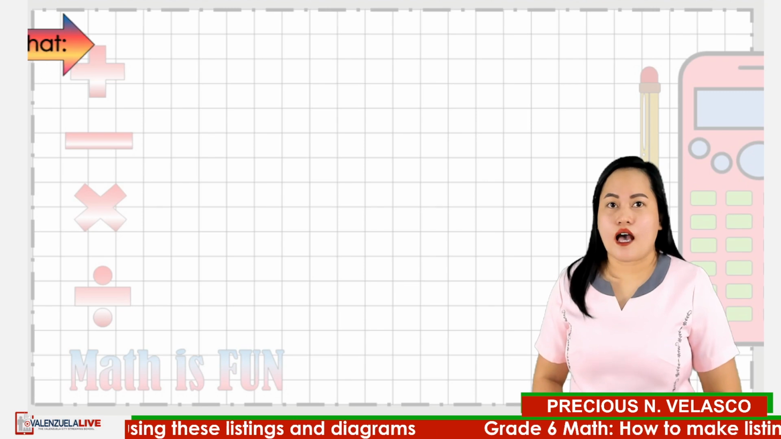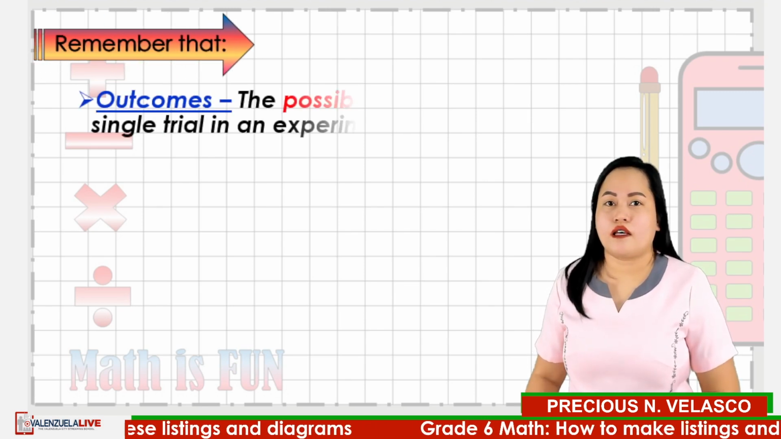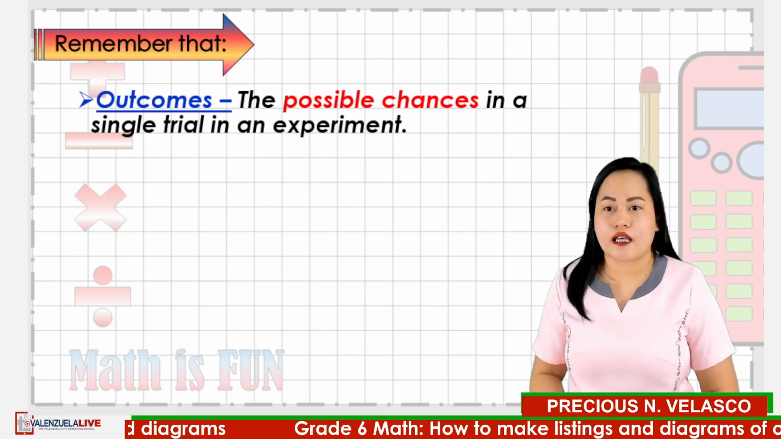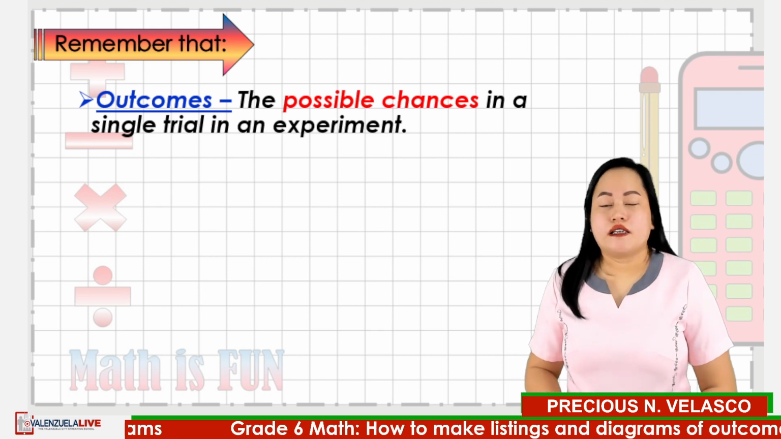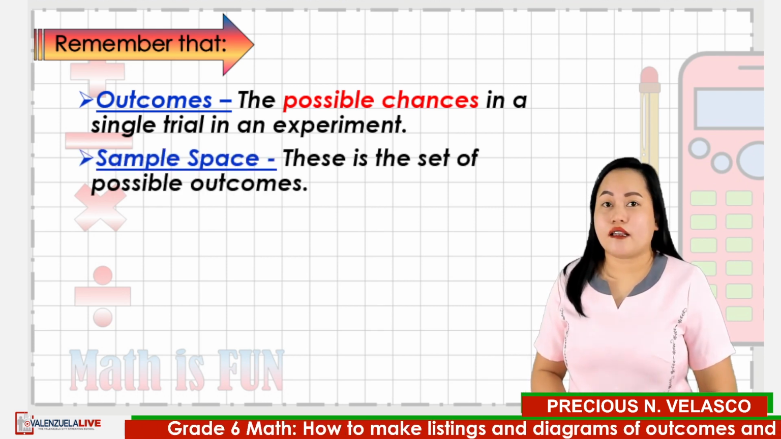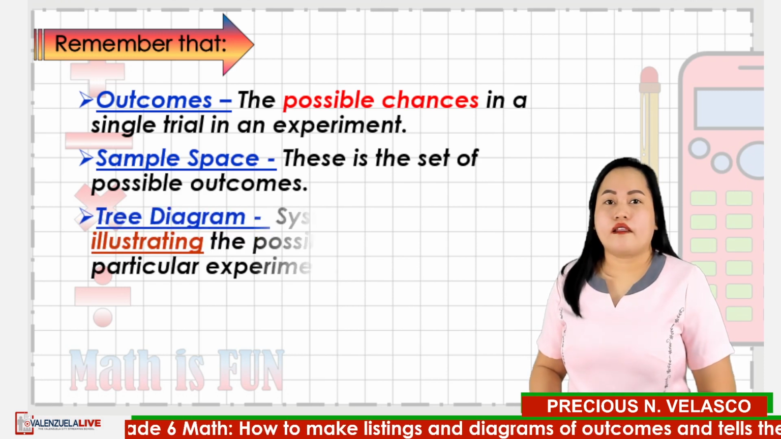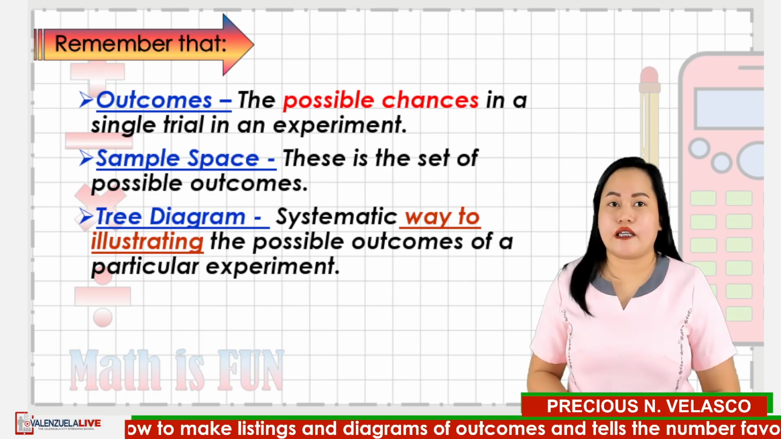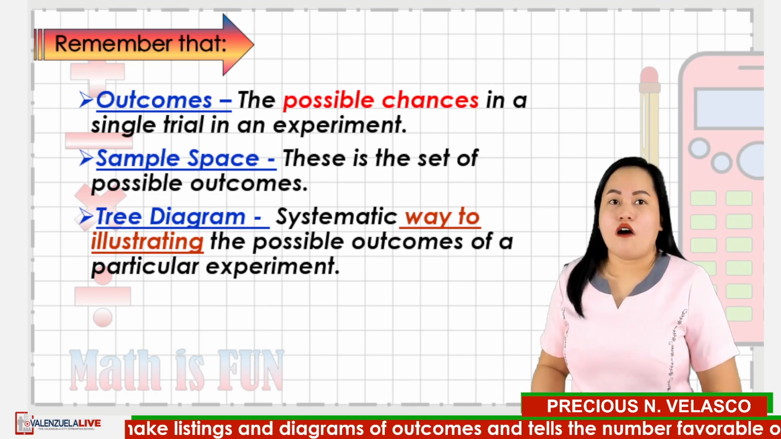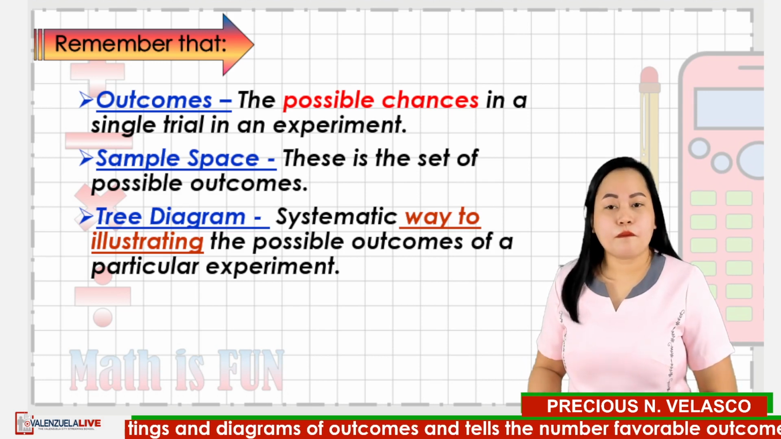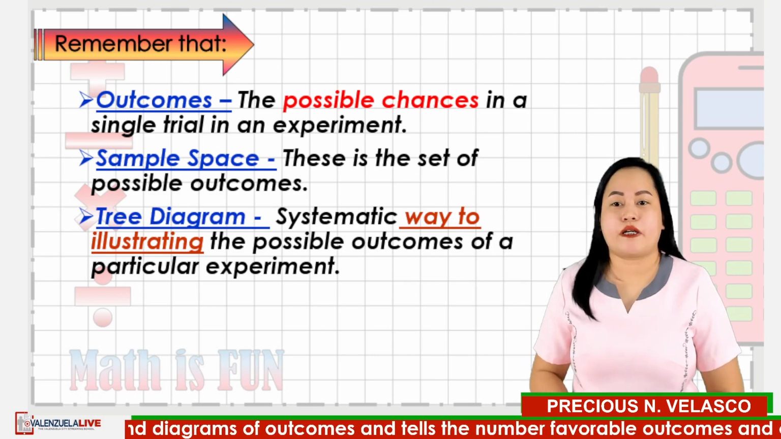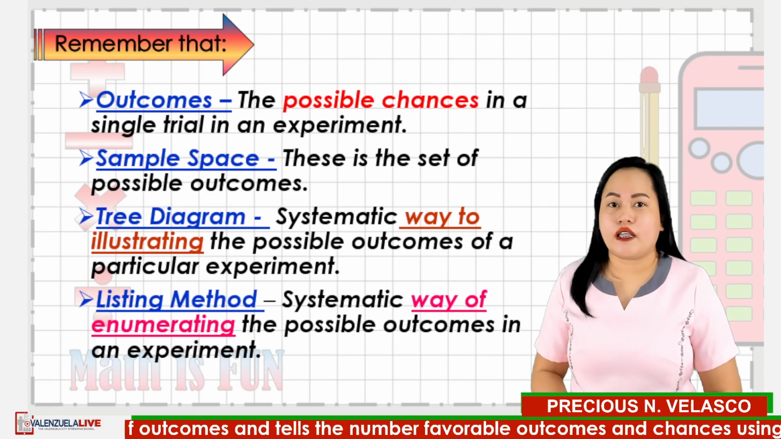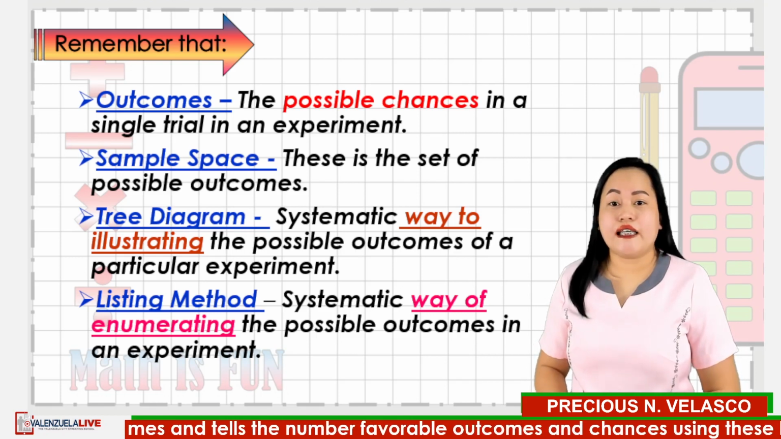Before we end, I would like you to remember that outcomes are the possible results in a single trial of an experiment. Sample space is the set of possible outcomes. The methods we used today are, first, the tree diagram, a systematic way of illustrating the possible outcomes of a particular experiment. And the listing method, a systematic way of enumerating the possible outcomes in an experiment.